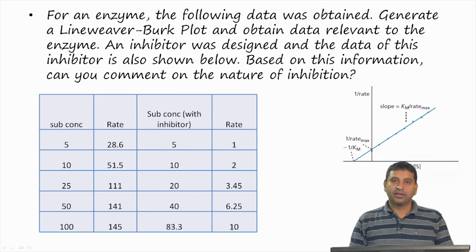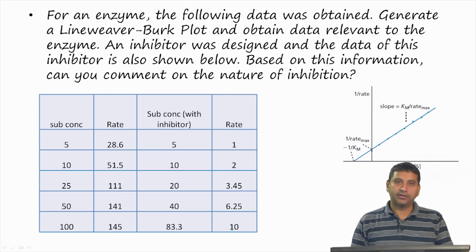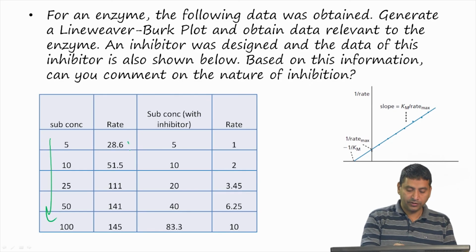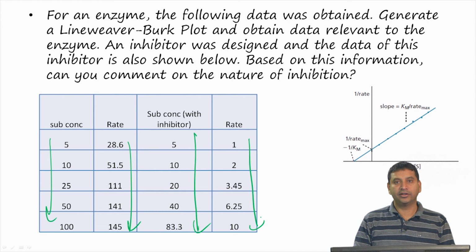For an enzyme, the following data was obtained: generate a Lineweaver-Burk plot and obtain the data relevant to the enzyme. Based on this information, can you comment on the nature of inhibition? So, this is the data that is given. Here is the substrate concentration, here is the rate, and this is with the inhibitor, substrate concentration with the inhibitor, and this is the rate.